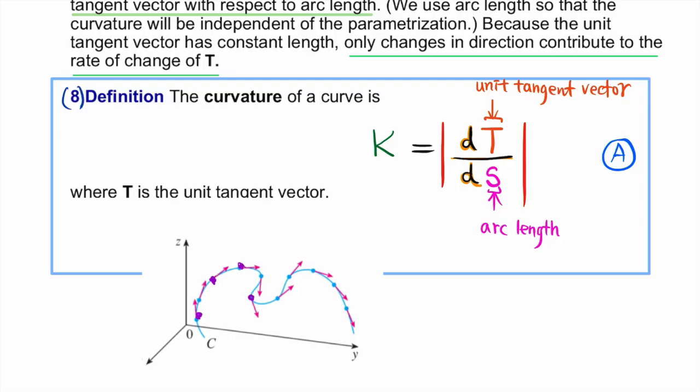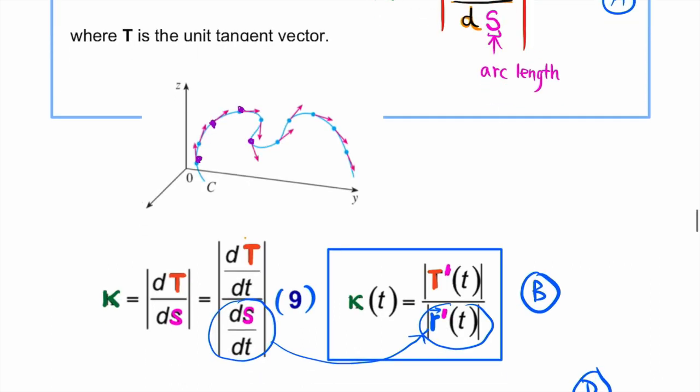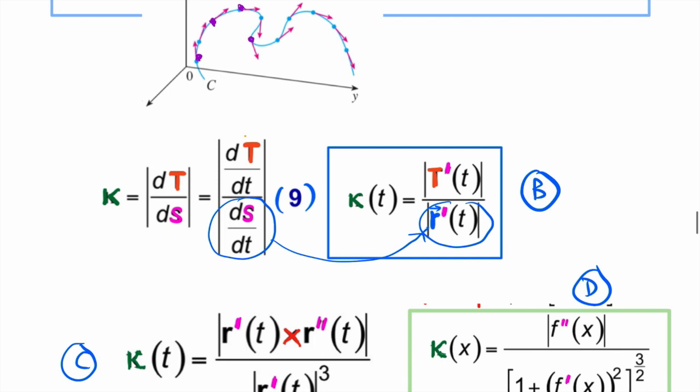So what have we learned today? Today we learned about curvature. This fancy kappa here is the curvature. That's equal to the magnitude of the rate of change of the unit tangent vector T with respect to the arc length. The second formula that we learned about is that the curvature at t is given by this quotient, which is the magnitude of T prime divided by the magnitude of r prime.